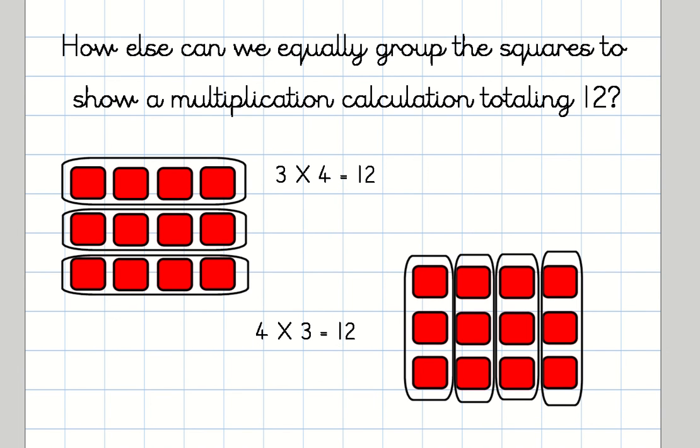And then I want us to think about how else can we equally group the squares to show a multiplication calculation totaling 12. We know that 3 times 4 is 12, but let's have a look at this one down here. Now we've got 4 groups of 3. Therefore, 4 times 3 also equals 12. Can you think of any others?